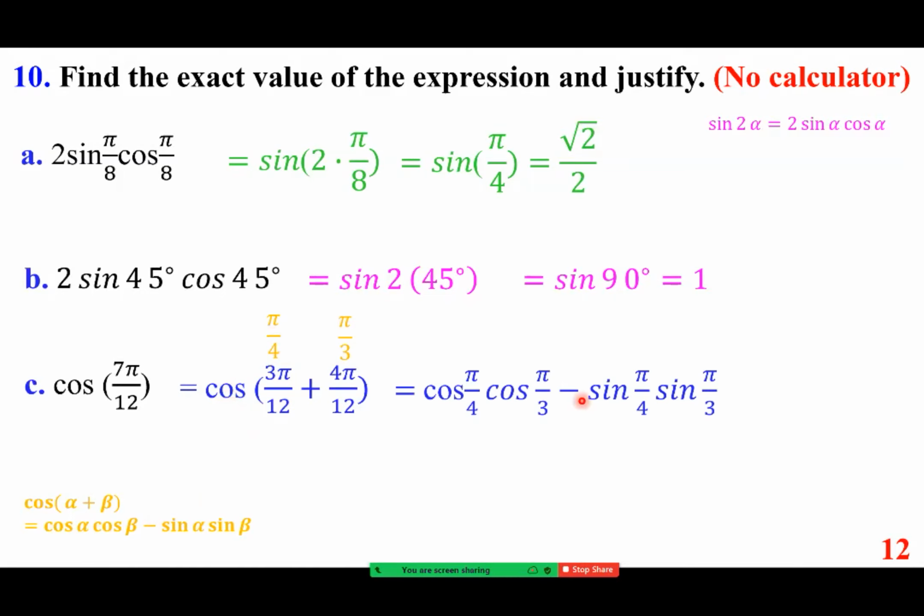Now, cosine of pi over 4 and sine of pi over 4, both of these are square root of 2 over 2. Cosine of pi over 3 is 1/2. Sine of pi over 3 is square root of 3 over 2, again, common arcs. In both cases, the denominator is 4. The product of these two, square root of 2, minus the product of these two, square root of 6. And we're done.